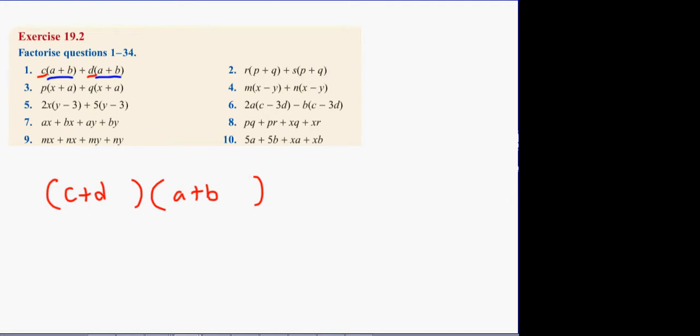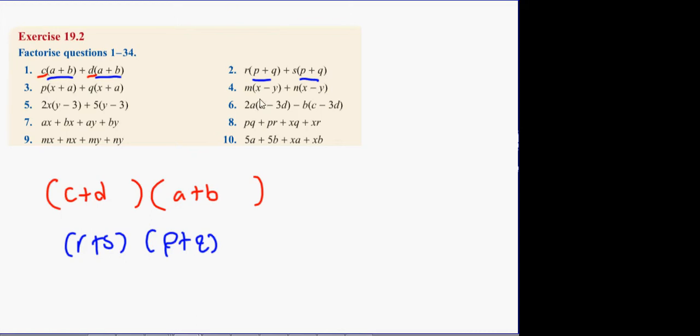Let's do one more before I explain any further. What would you think the answer of part 2 is? R plus S, R plus S. And then P plus Q. Does everybody see that? It's what comes in front of the same bracket that goes in.